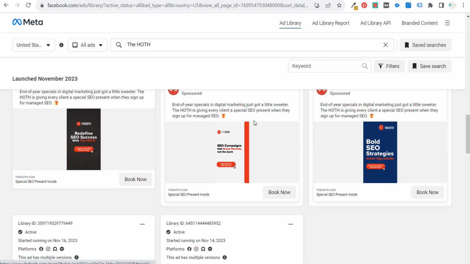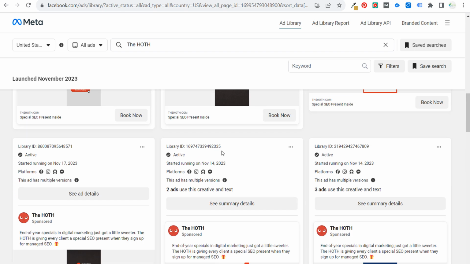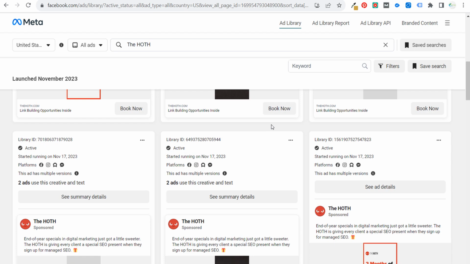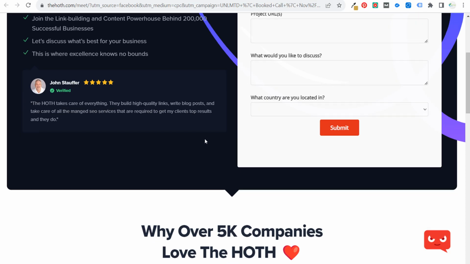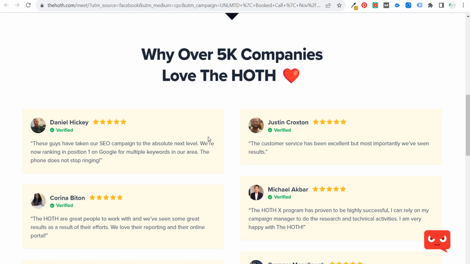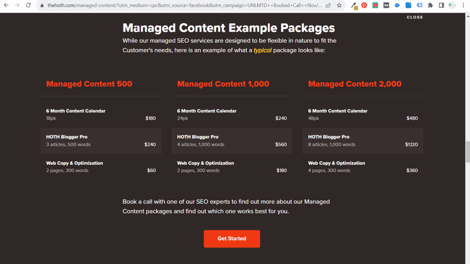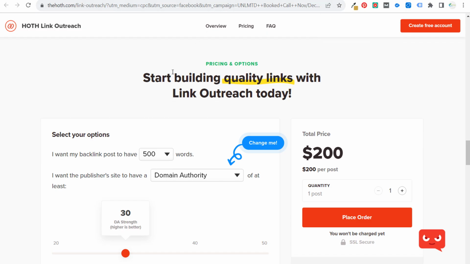So maybe some video ads, maybe some things that look a little bit different just to kind of give some variations on some of these advertisements. Maybe something that incorporates some of the testimonials that they have down here directly in the advertisement so that people know, okay, there are a lot of different people using this company. And if we come in here and we look at some of their services here, they have some managed content packages, they have some link building packages, looking at some of the pricing. Really what you're trying to do is say this price is worth it because it's going to drive you the results that you're looking for.